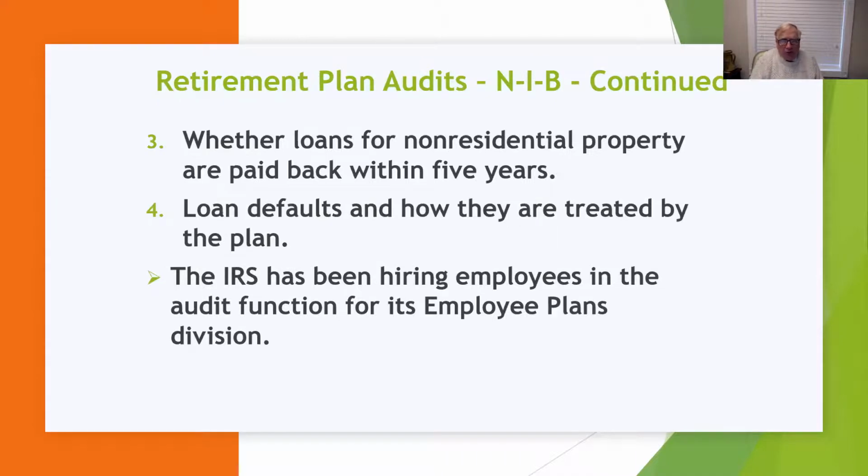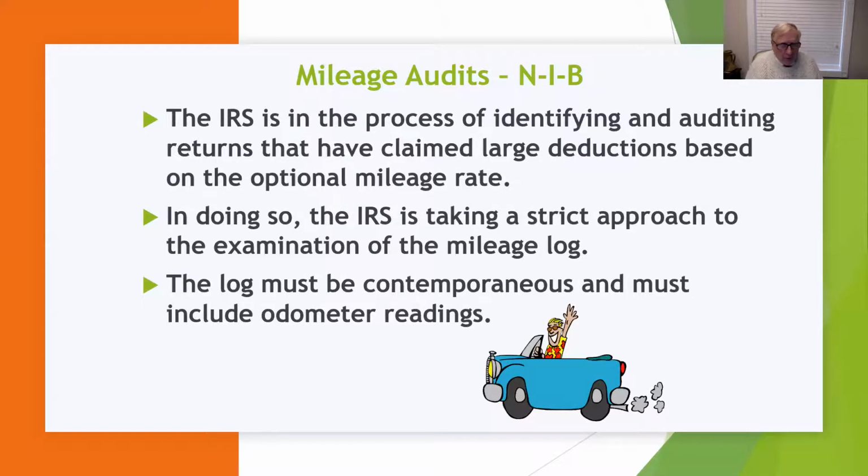Whether loans for non-residential property are paid back within 5 years is a major focus in a retirement plan audit. If someone has borrowed the money for non-residential property, have they paid it back? Loan defaults and how they are treated by the plan. Loan defaults are income. They trigger the closure of the plan and they trigger a massive income. So as I said, the IRS has been hiring employees and training them in the audit function for this. This is an issue a number of practitioners have confided in me is happening to them.